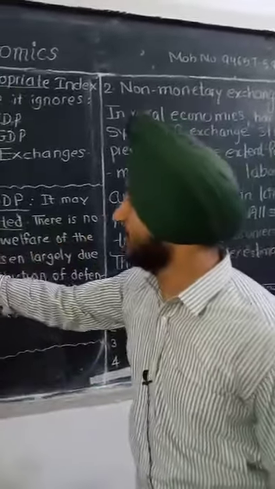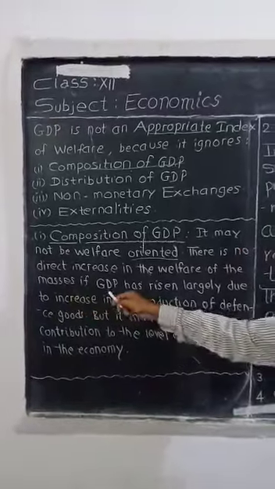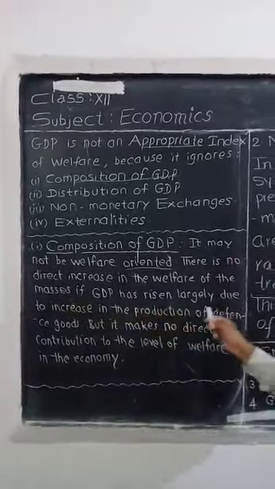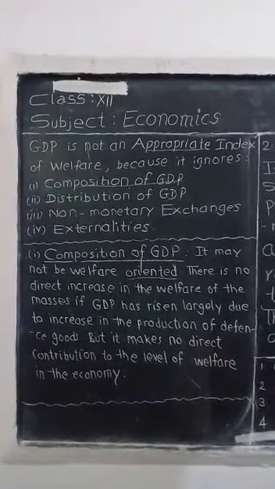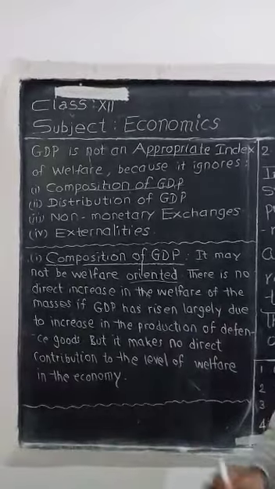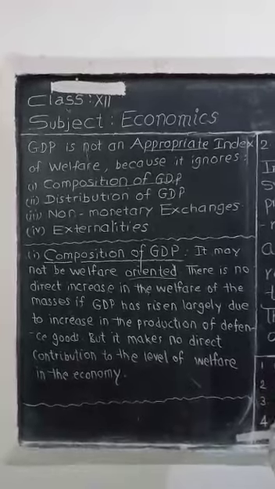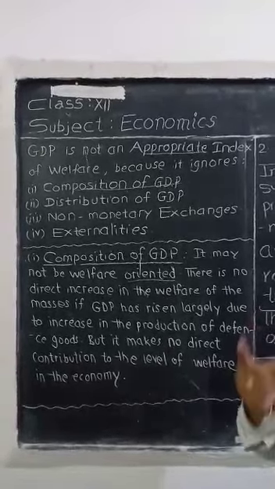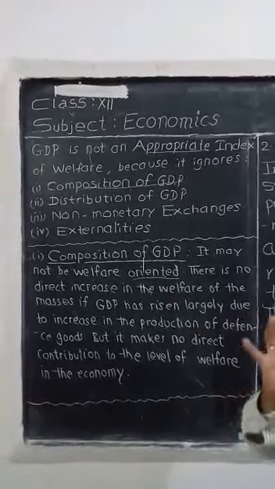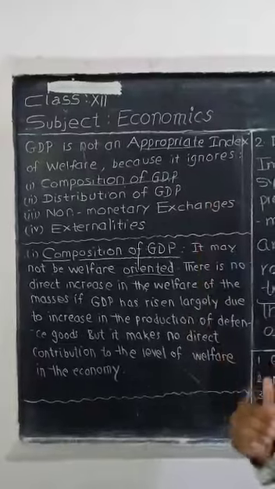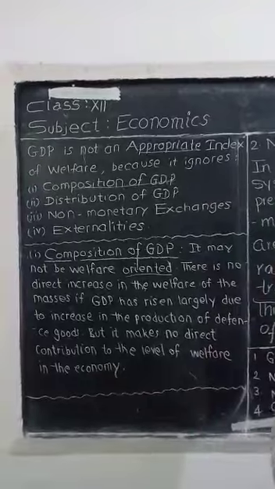Okay, there is no direct increase in the welfare of the masses if GDP has risen largely due to an increase in the production of defense goods. Now for example, our country needs defense goods also in order to protect our country for its safety. So if the production of defense goods is increasing, it is not making any direct contribution to the level of welfare of the economy.